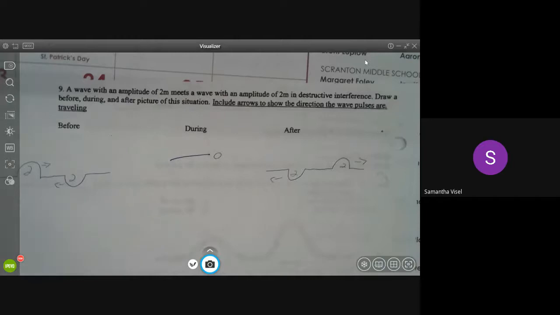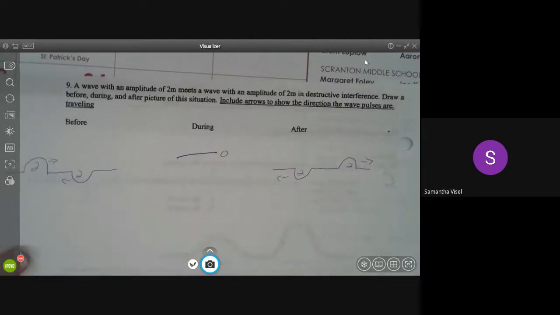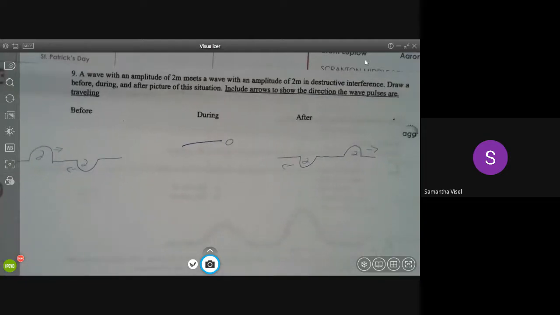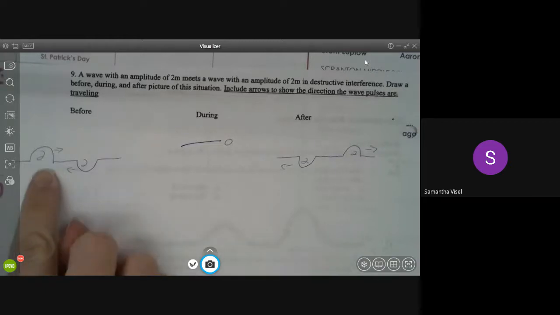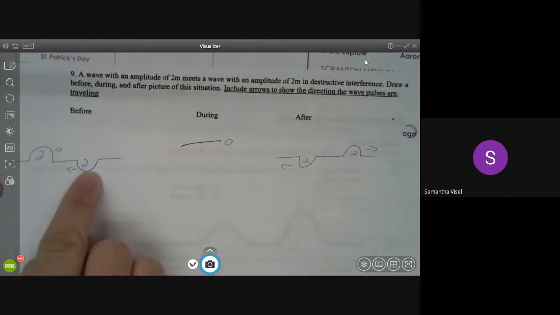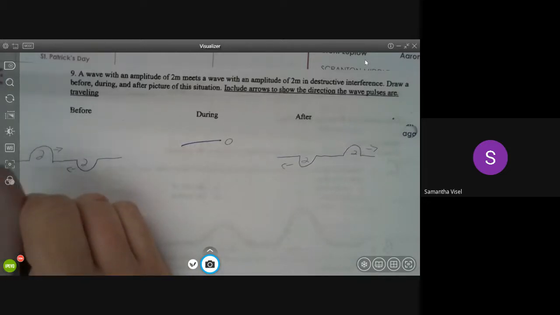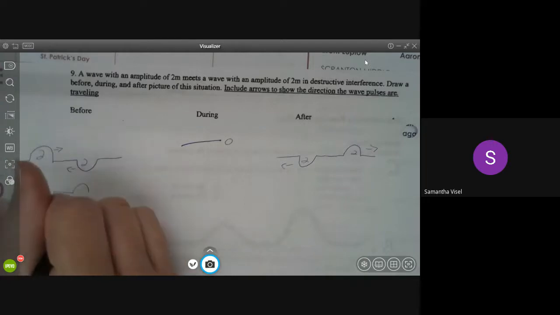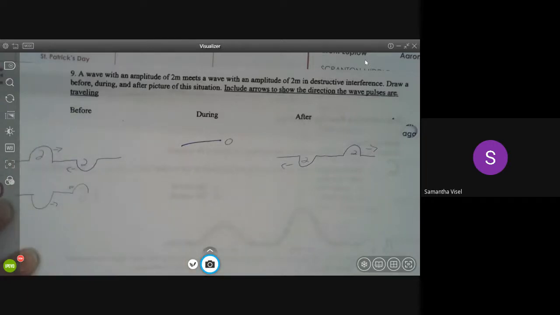Okay, so with 9 here, two waves meet, and this time it is destructive interference. One is 2 and the other is 2. So here your drawing should look like mine, except if you had the 2 as the trough going to the right and the 2 as the crest, that would be fine as well. If you had this drawing going instead, that is also fine because I didn't specify which side either of the 2 was on and which way it was going.